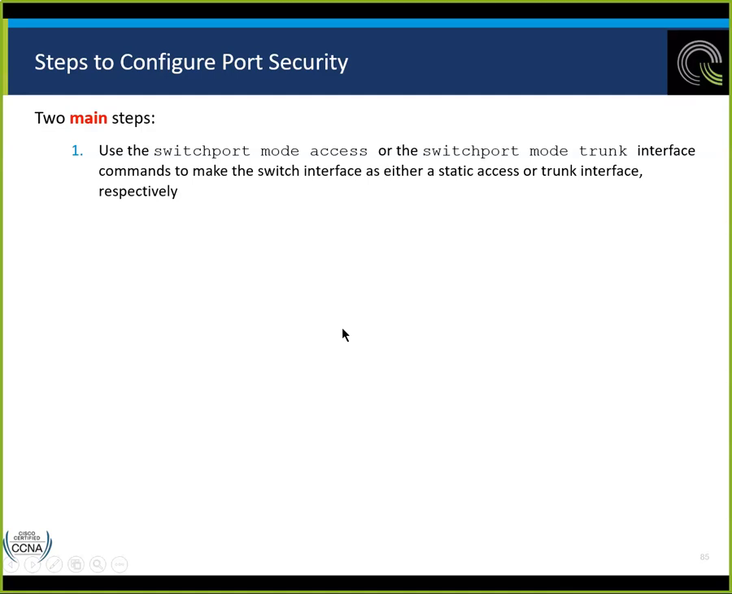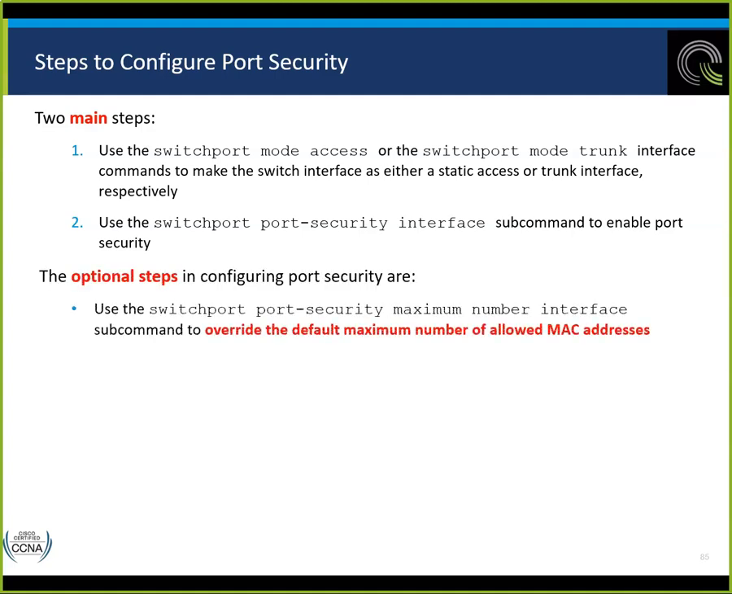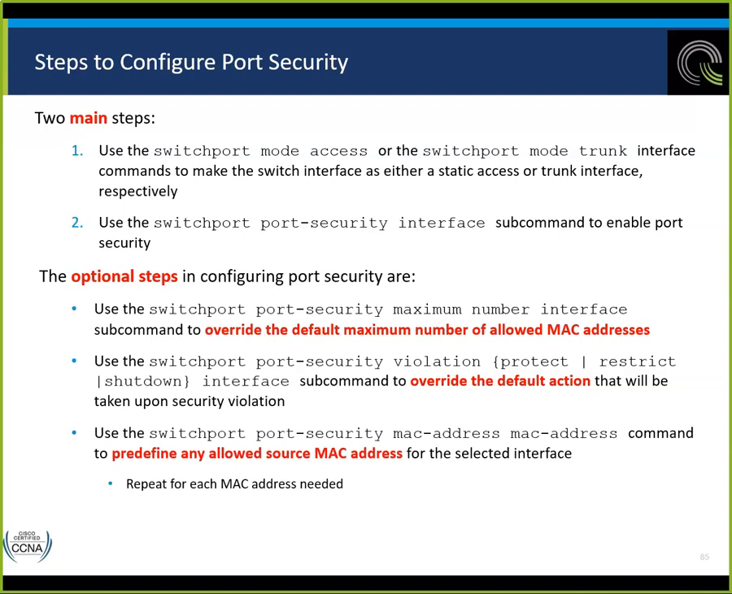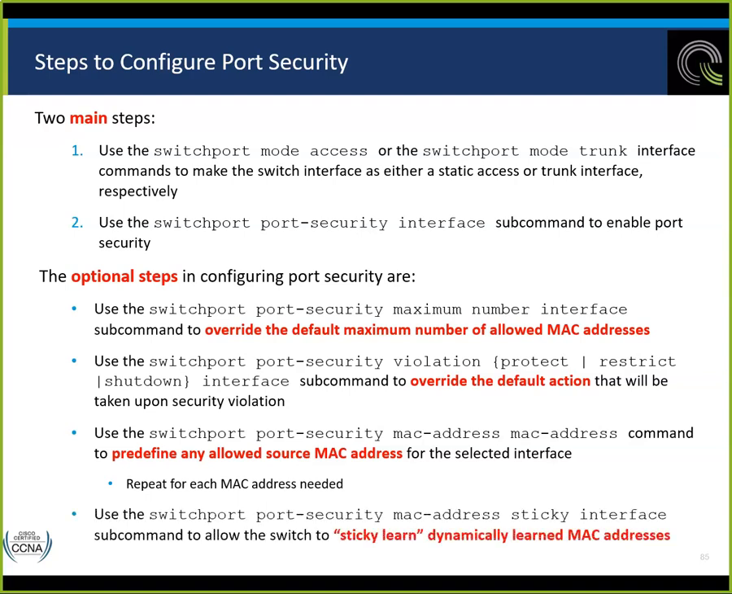Steps to configure this: switchport mode access or switchport mode trunk. We did that. Then the switchport port-security interface command to enable port security. The optional steps: switchport port-security maximum, we did that to show that. The violation, we did that to show that. It can override the default. We put it back to the default. It didn't really care. Then switchport port-security mac-address to predefine allowed secure MAC addresses, if we want to specify static addresses that we're going to use.